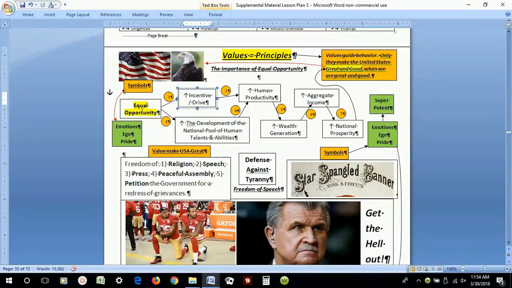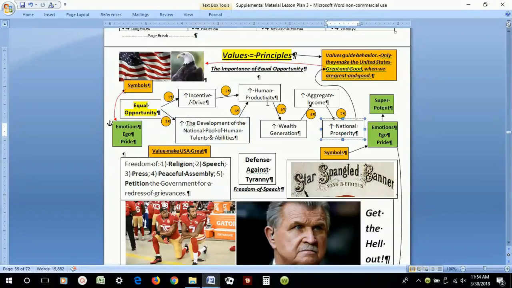Also, with increased equal opportunity, you have the increased capacity to develop the national pool of human talents and abilities. This is better human resource utilization, right? You want to maximize the use of human talents and abilities. You want to develop those abilities, right, to increase human productivity, because that results in greater wealth generation, right? And that results in greater aggregate income, right, which is the nation's prosperity, right?